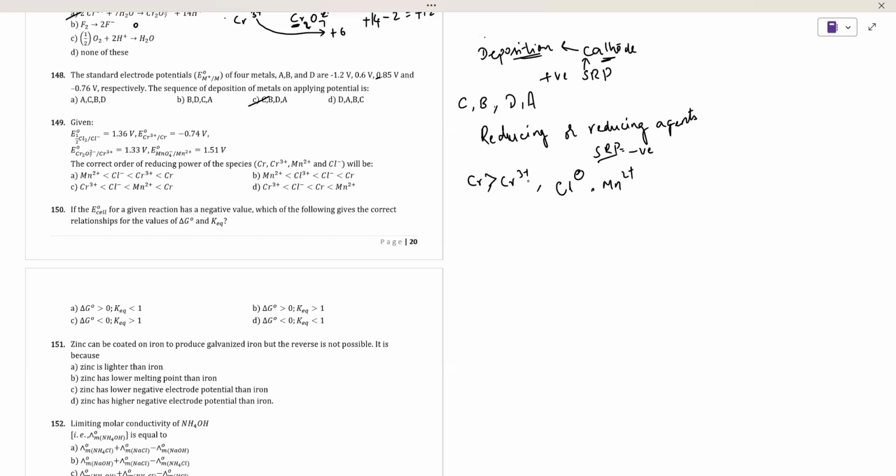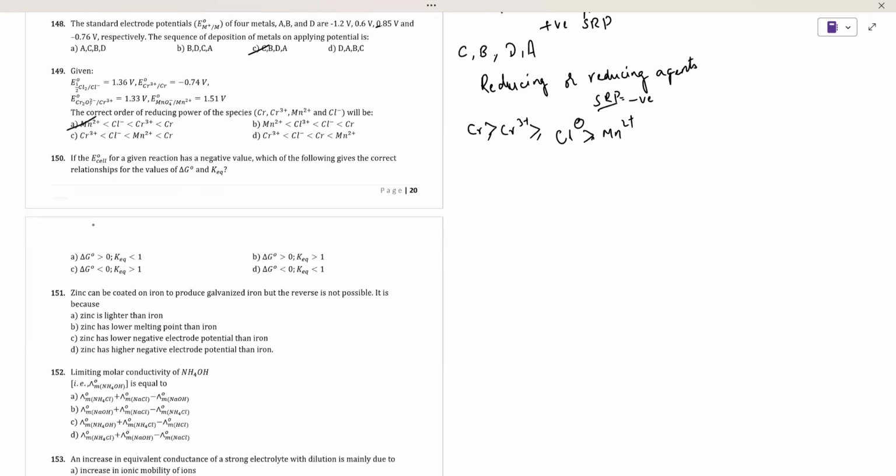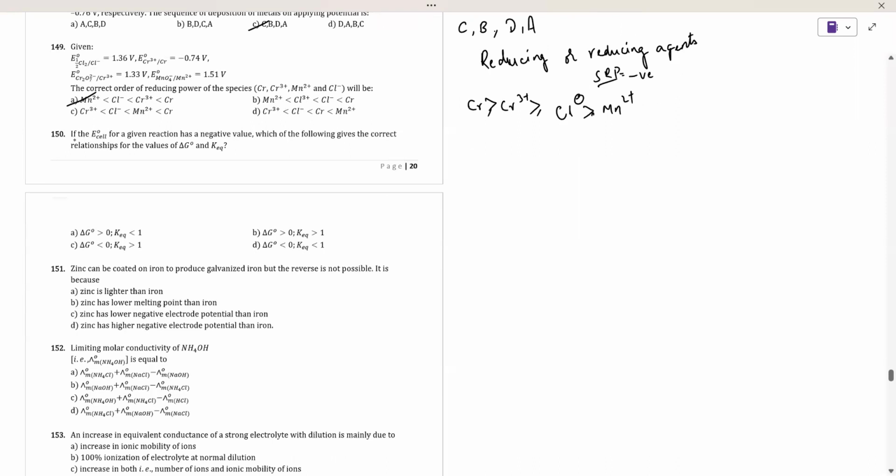Chromium is highly reducing than Cr3+, than Cl-, than Mn2+. So based on the SRP values, that is standard reduction potential, which option is correct, students, among this? Option A would be correct for this question. Okay. Now coming to the next question.